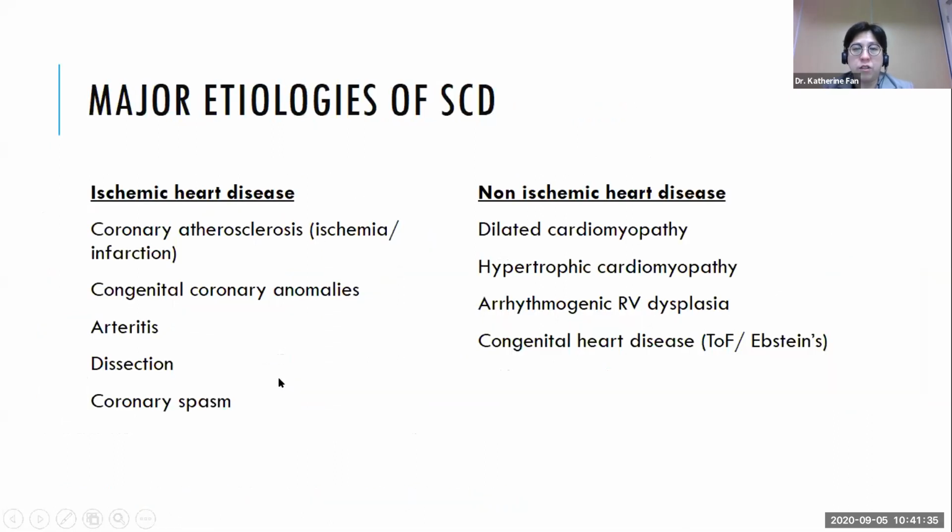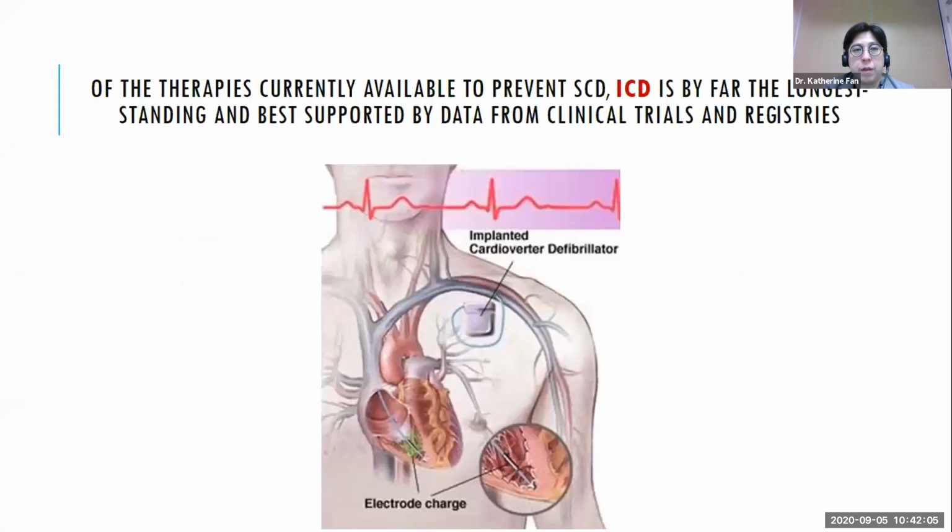The major etiologies of sudden cardiac death are listed here. Predominantly it is ischemic heart disease, or anything involving the coronary or aortic disease. The non-ischemic heart diseases are listed here, like dilated cardiomyopathy, hypertrophic cardiomyopathy, arrhythmogenic RV dysplasia, and some congenital heart disease, especially post-repair TOF or Ebstein patients.